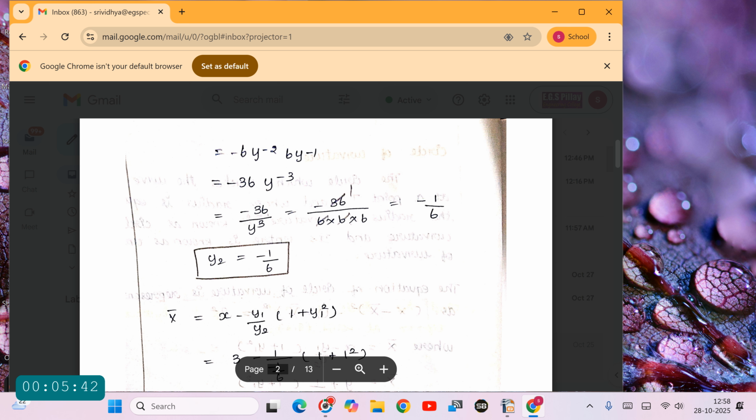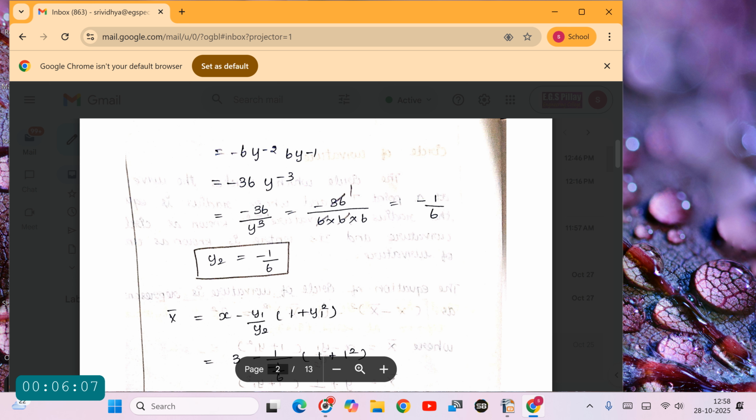On page 3, if you simplify, you get minus 36 y power minus 3 as our y2 value. That is the second derivative. That can be written as minus 36 divided by y power 3, since we have to bring y power minus 3 into the denominator. Here also we have to apply the given point 3 comma 6.